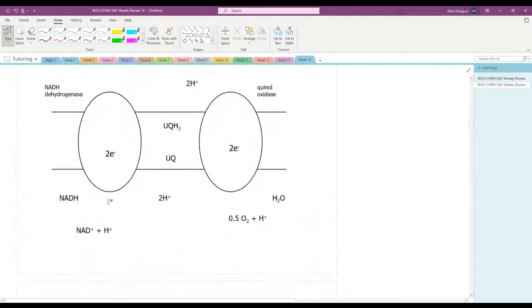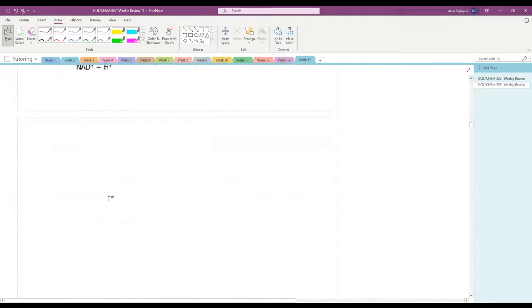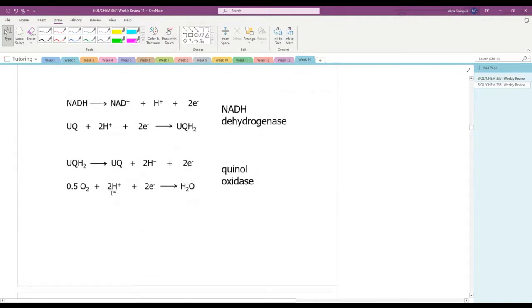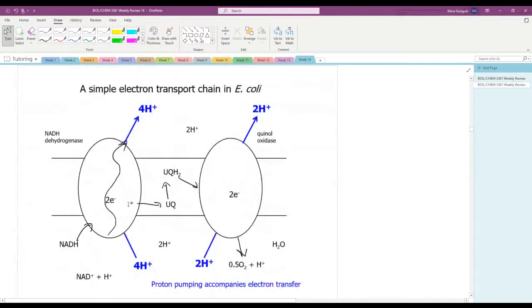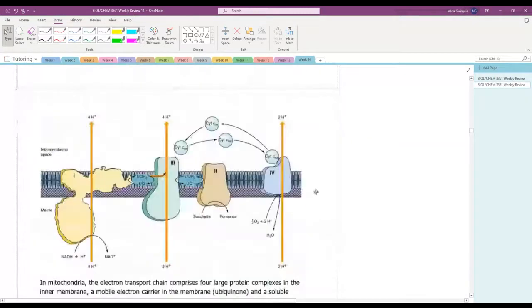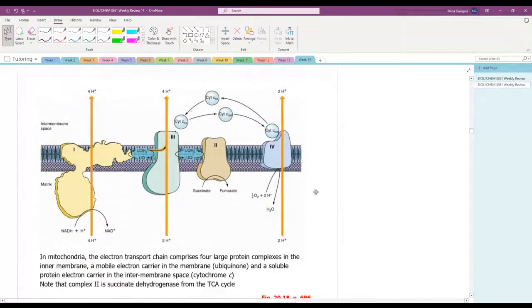Okay. All right. So this is what's going on in E. coli. I'm not really going to focus on E. coli because I really want to have enough time to talk about the human body. So these are some of the basic electron transport mechanisms. But okay, this is what we care about. This is the human electron transport chain.